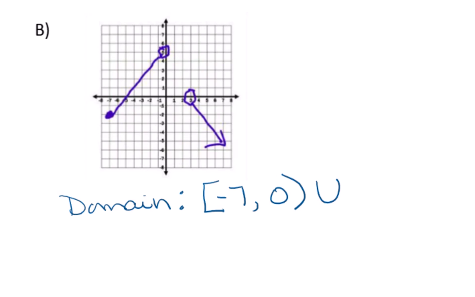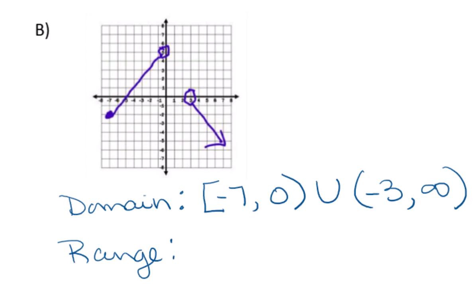So we have 3 not included. So we use parentheses, but then we have an arrow, which means it goes on and on forevermore towards the right. So we go towards positive infinity. So with the range, oddly enough, we only need one interval here. So notice the y values have kind of a stopping point up here at a +5, but their lowest value continues to go down and down towards -infinity.